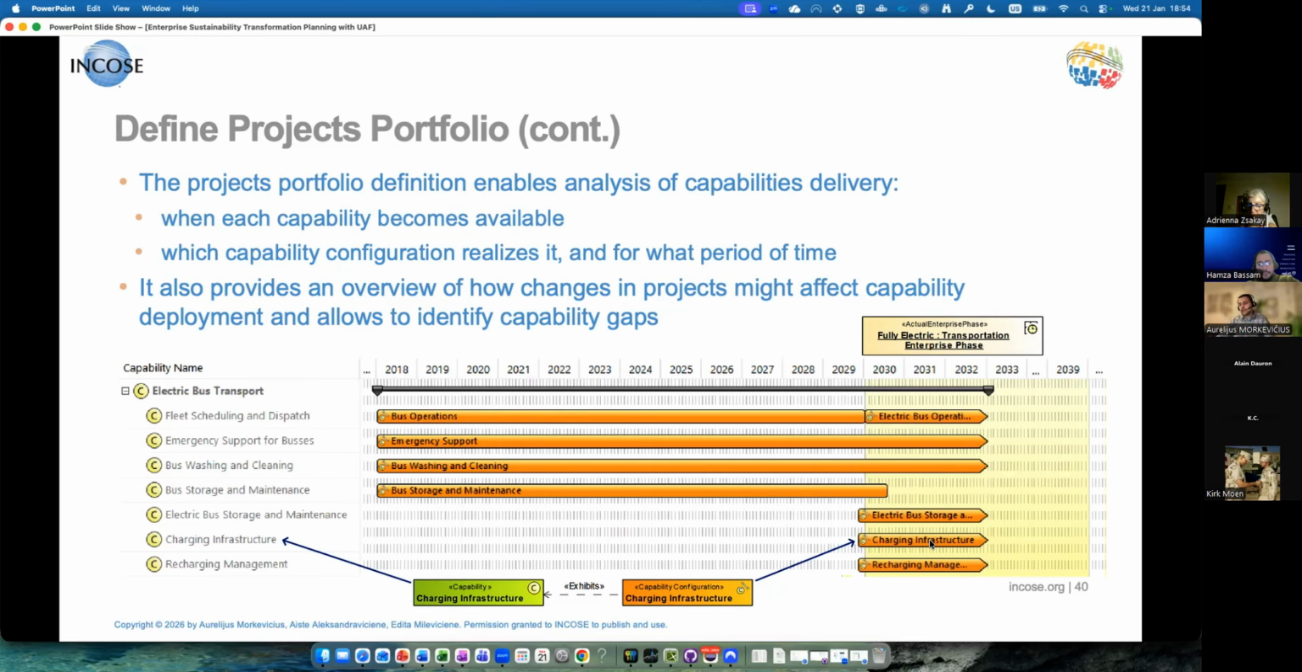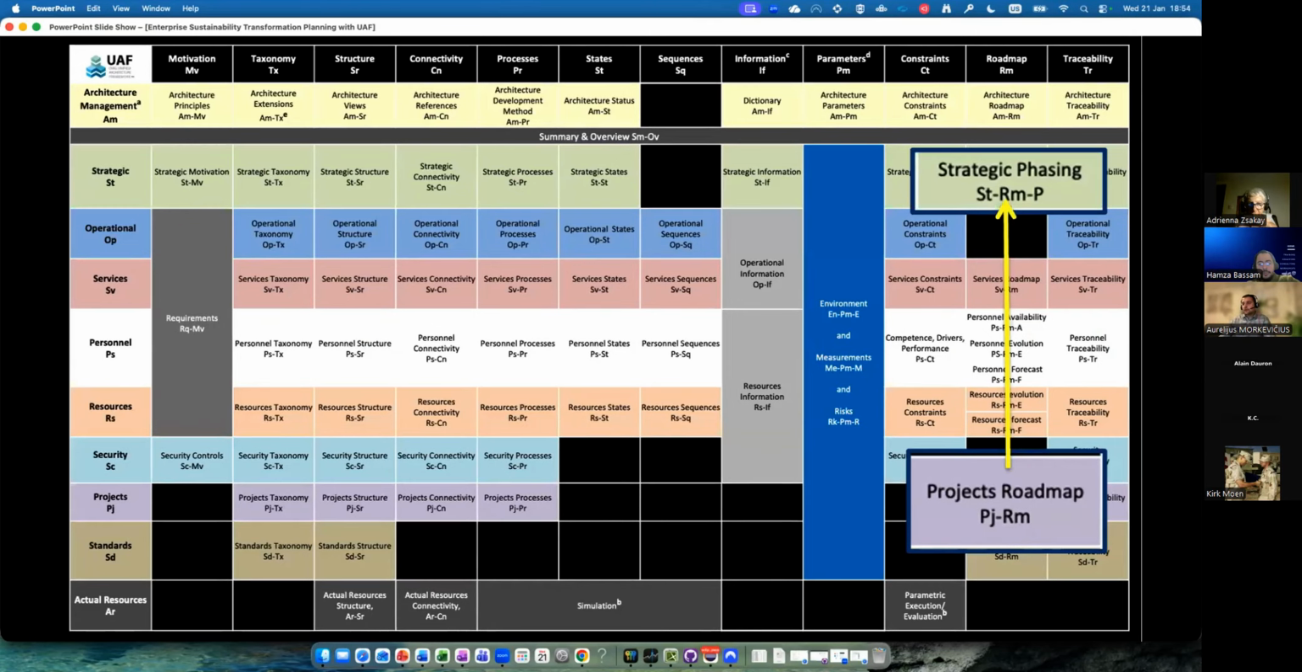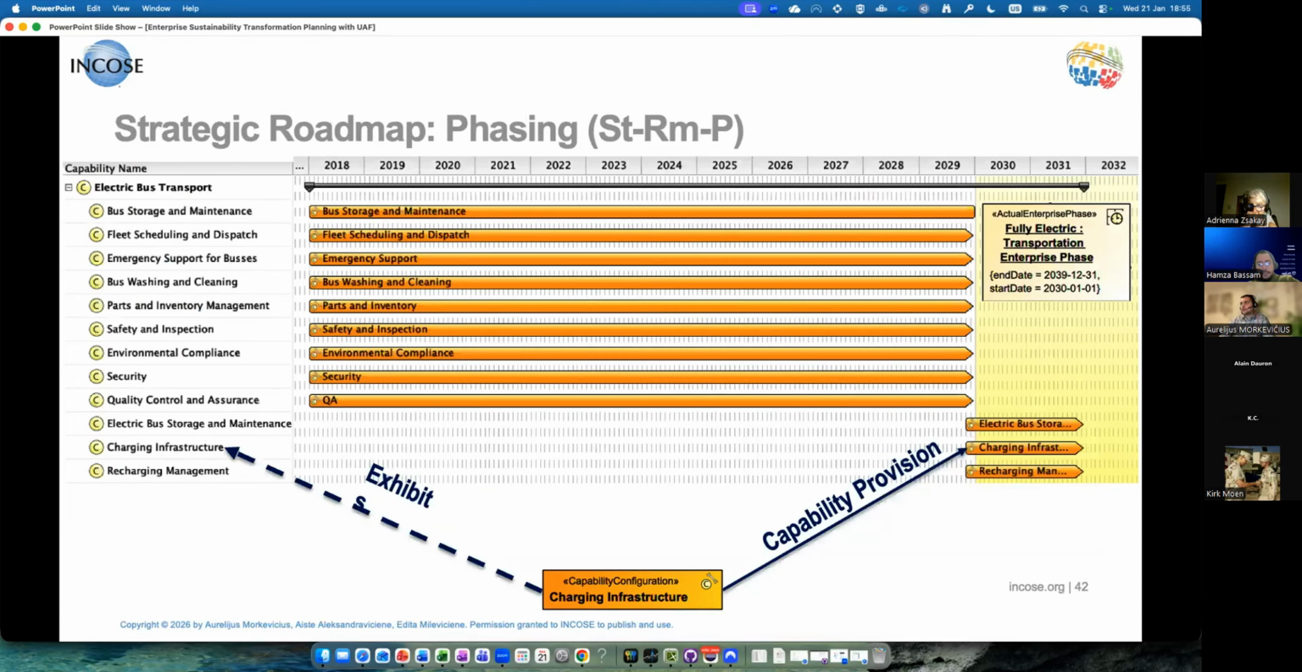Of course, the projects can get late. And they usually get late, and there are some issues, budgeting, etc. That is something that delays our capability deployment, and it's something that we can see in our capability roadmap. So overall, then, we go down from the strategy to the projects, and then go up from the projects to the strategy to be able to verify our planning and see if our transformation planning is correct.